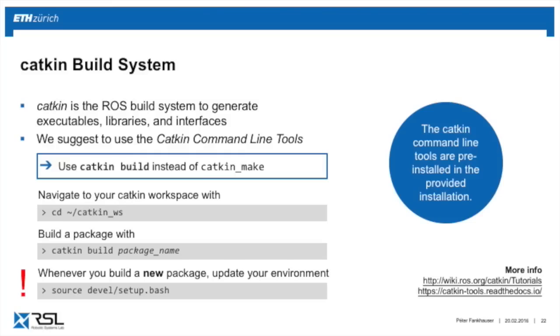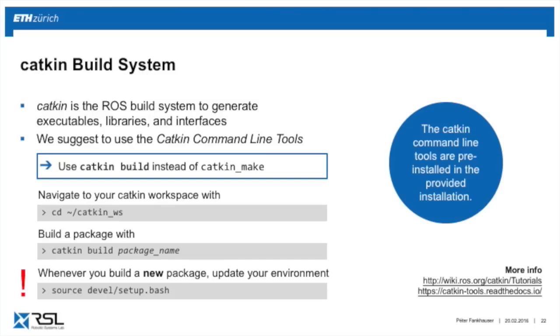So whenever you see in a tutorial on the web the catkin_make command, it's important: you're going to type in catkin build instead of catkin_make, which is fundamentally the same thing, but don't mix these two commands. I suggest you use the catkin build command and the commands that I'm going to show you in a second. Okay?